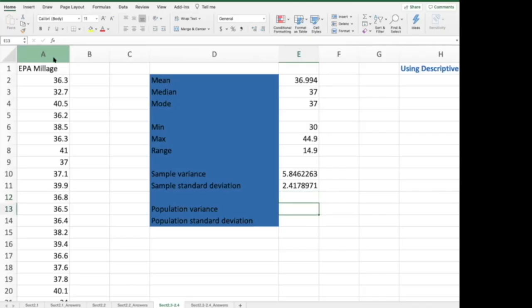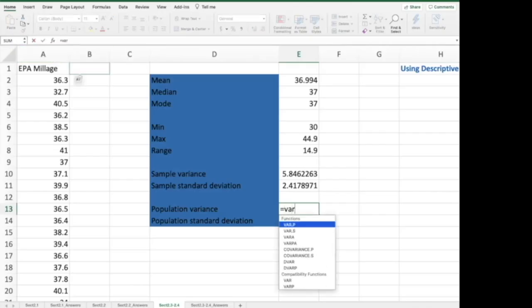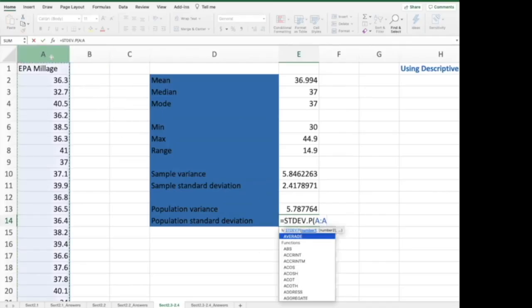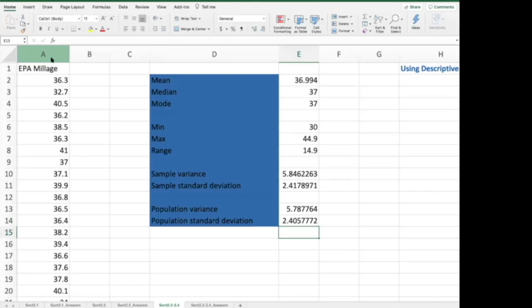Okay. We usually don't use the variance because, as I said to you, it's in squared units of the original units we have. So we always use the standard deviation, not the variance. And the population variance, same thing. It's VAR, but this time because it's a population, you will choose .P and then select the data. So you have the population variance. Same thing for the population standard deviation: STDEV.P, select the data, and then enter.